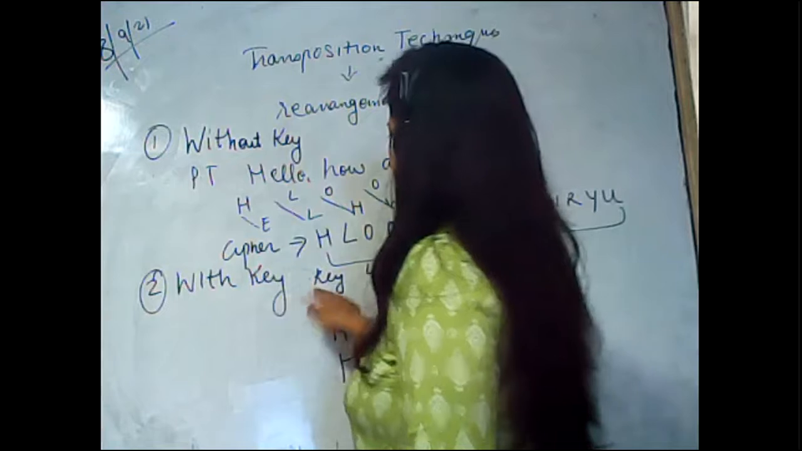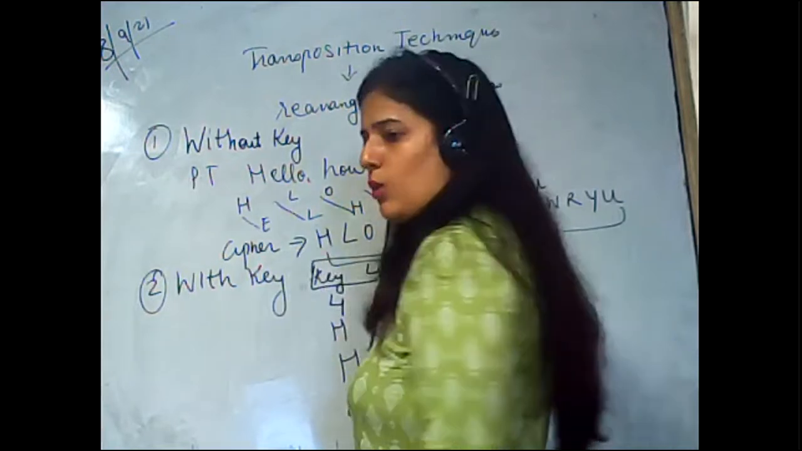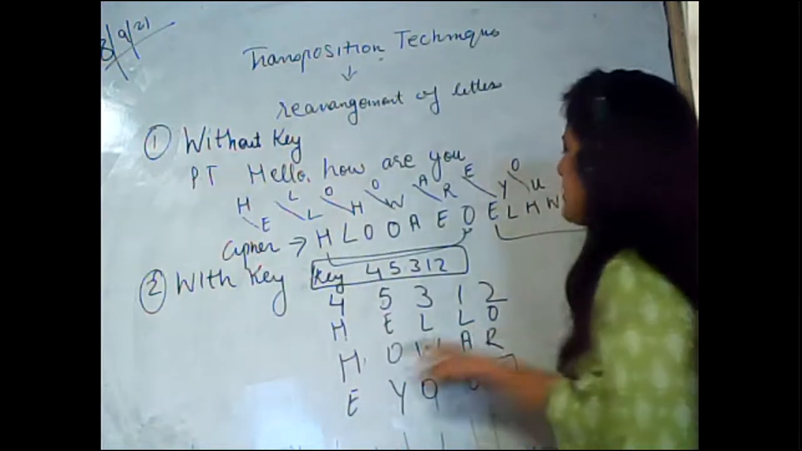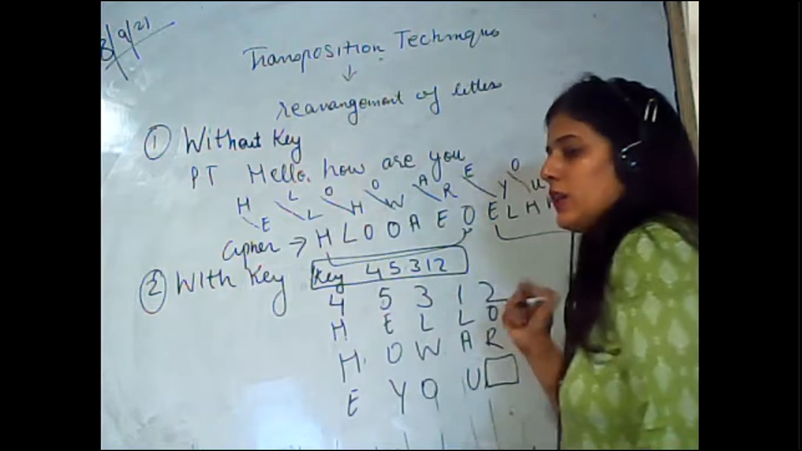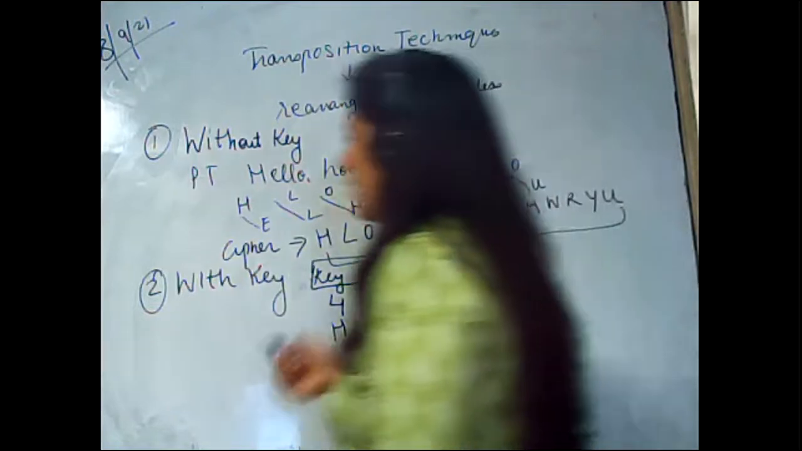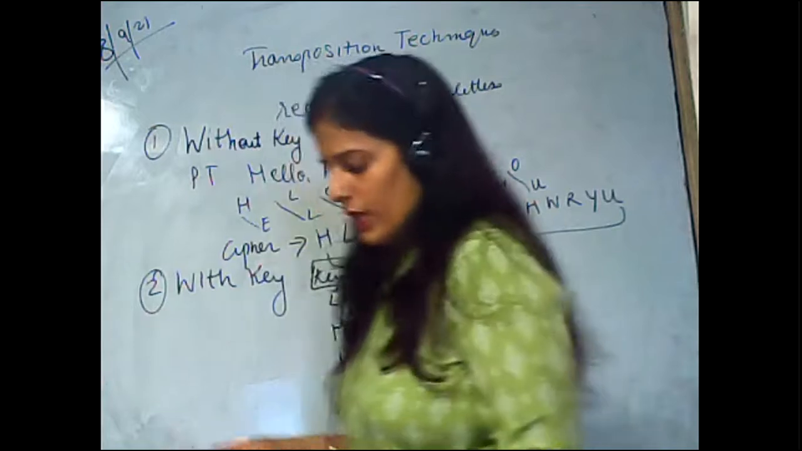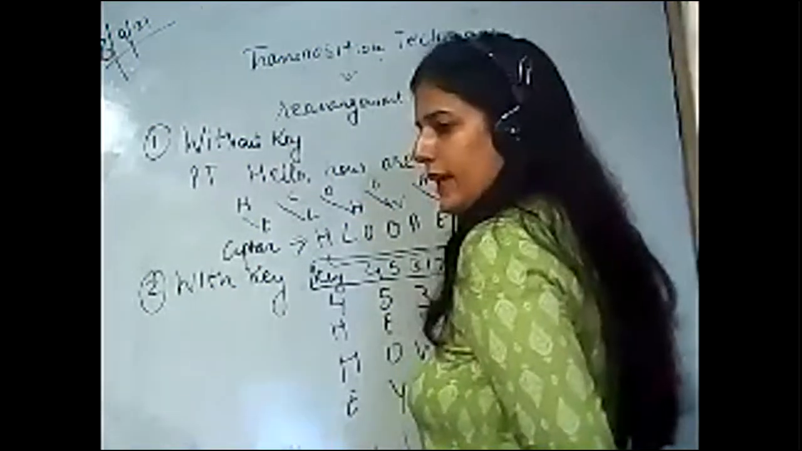So this is with the help of a key. You have been given this particular key, and by using the same plain text, you have written all the elements of the plain text like this. Now when I get the ciphertext, I will arrange all those elements in an ascending way.